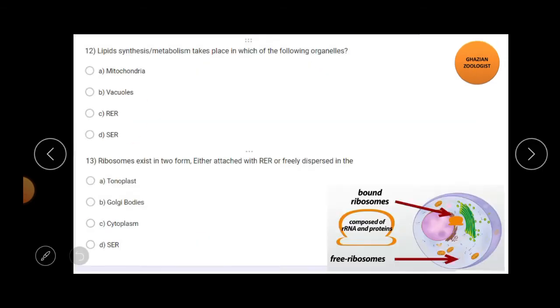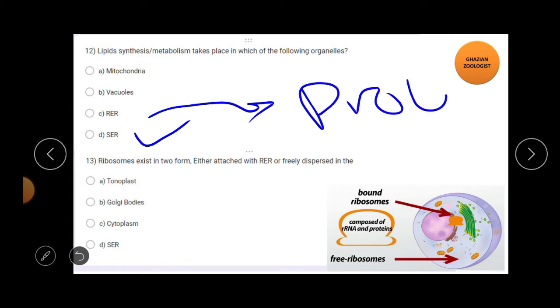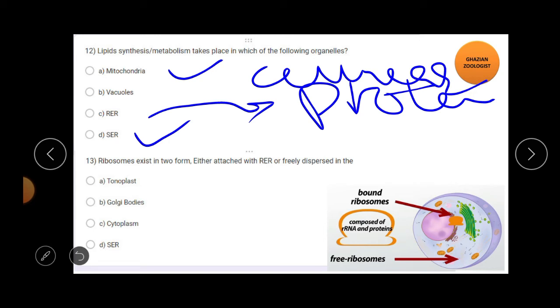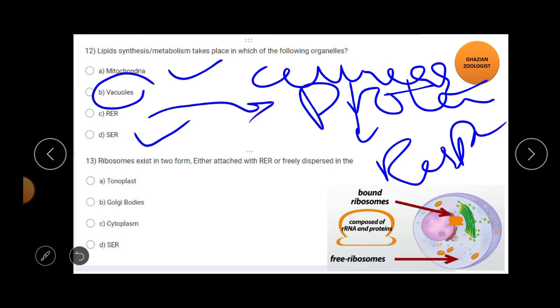Our next MCQ is, lipid synthesis or metabolism takes place in which of the following organelles? That is smooth endoplasmic reticulum. Rough endoplasmic reticulum is involved in protein synthesis. Mitochondria is the site of cellular respiration. And the next one, vacuoles are the organelles which store different kinds of material, you can also say they store waste materials.